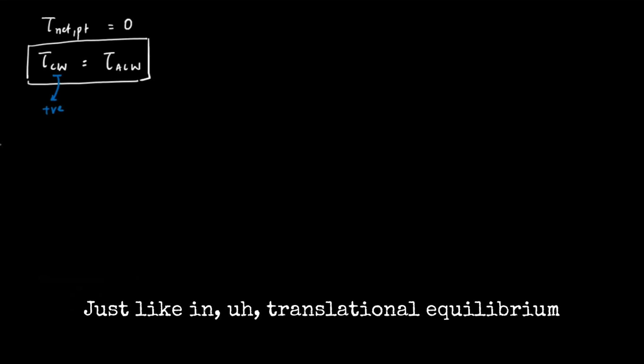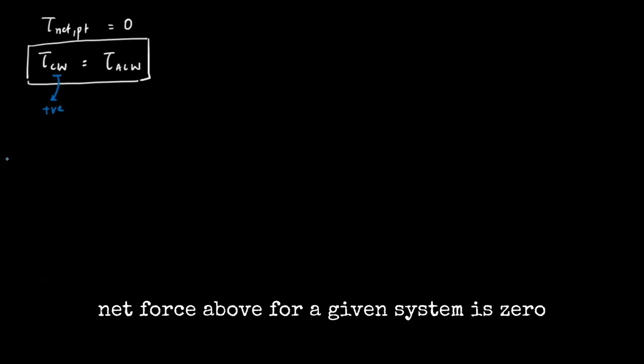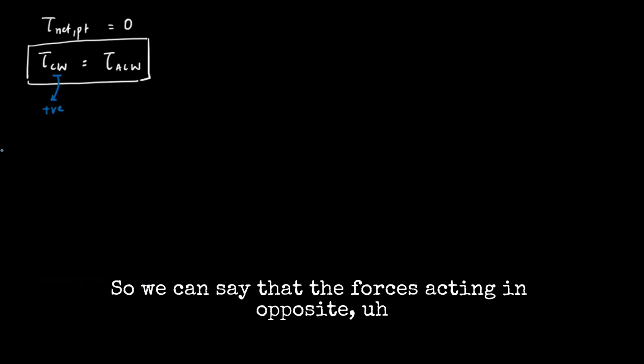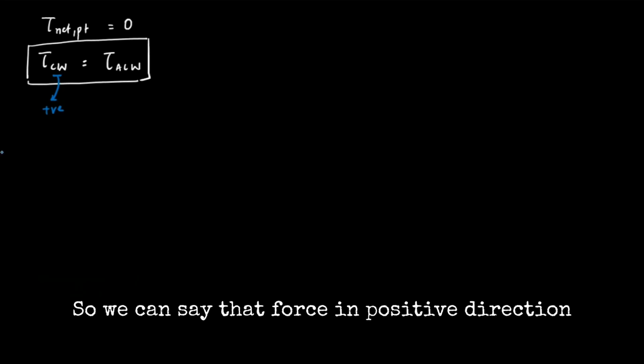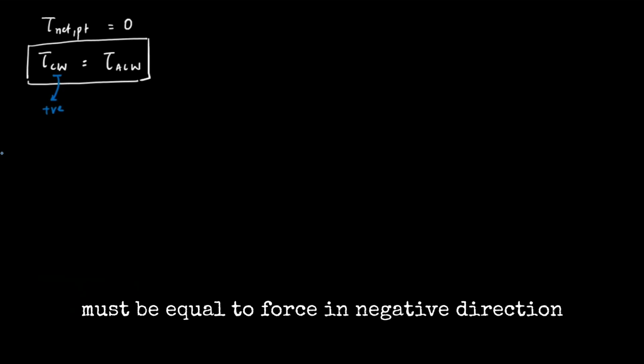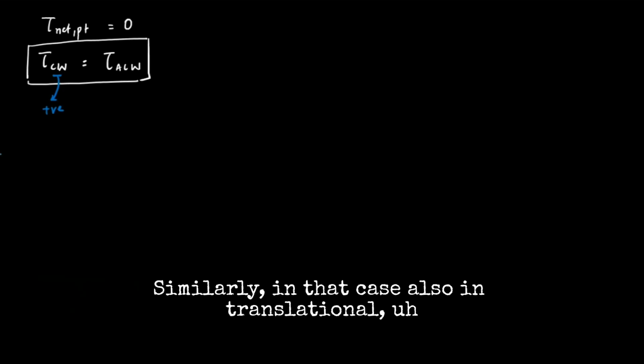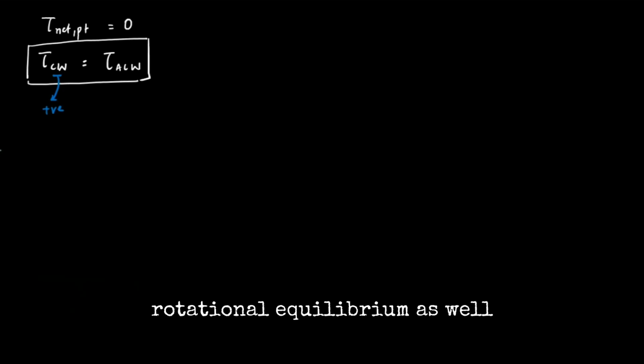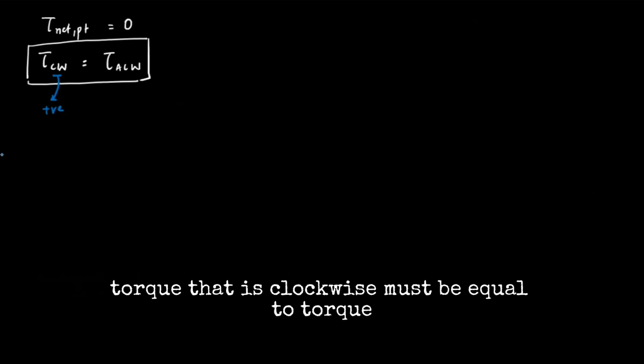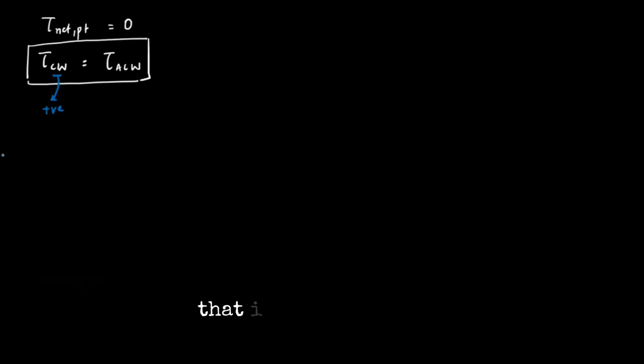Just like in translational equilibrium, the net force for a given system is zero, so we can say that the forces acting in opposite directions must be equal. Force in the positive direction must be equal to force in the negative direction. Similarly, in rotational equilibrium as well, when we keep net torque as zero, about that point, torque that is clockwise must be equal to torque that is anti-clockwise.